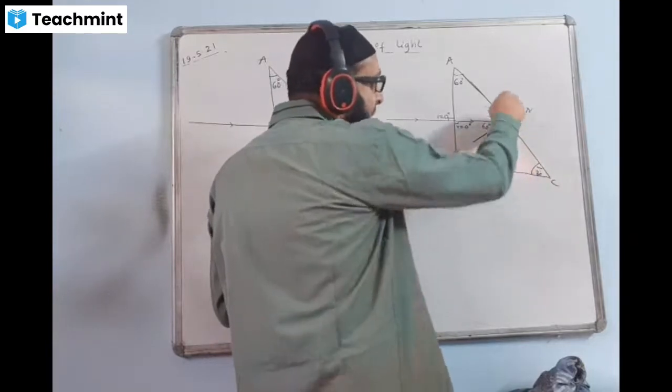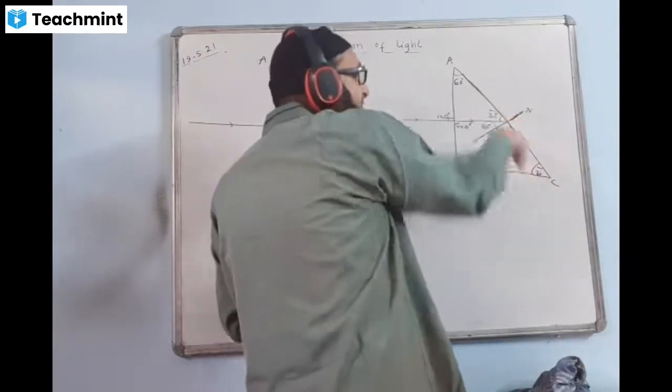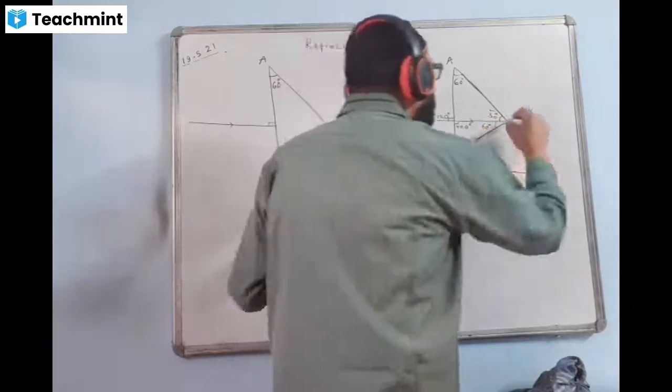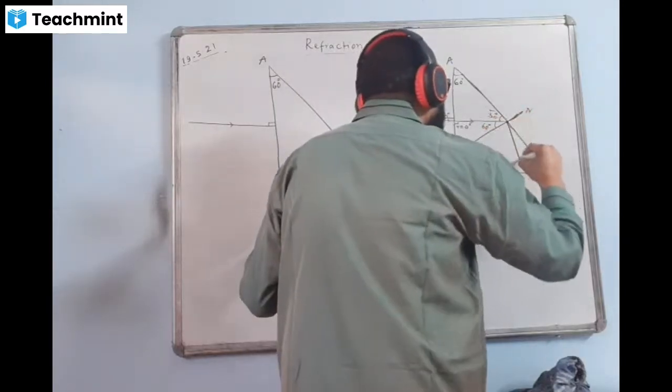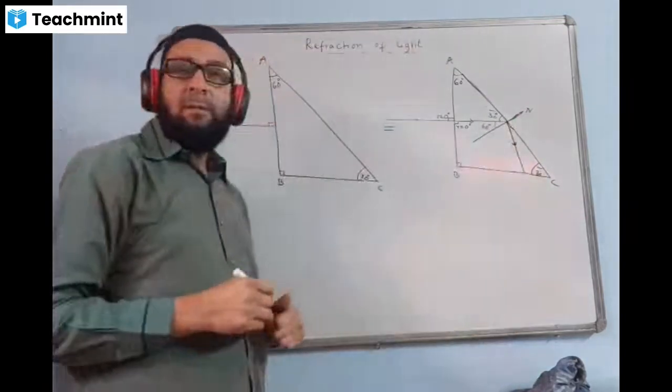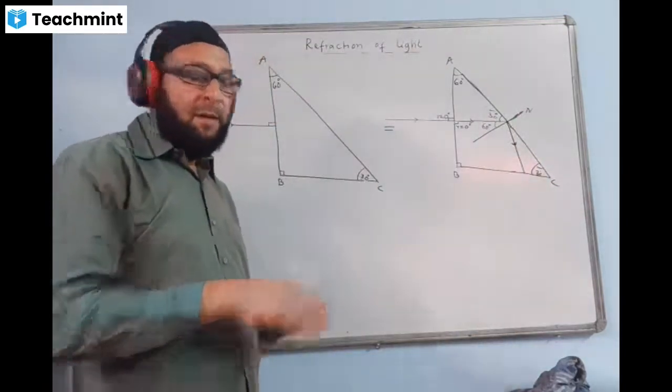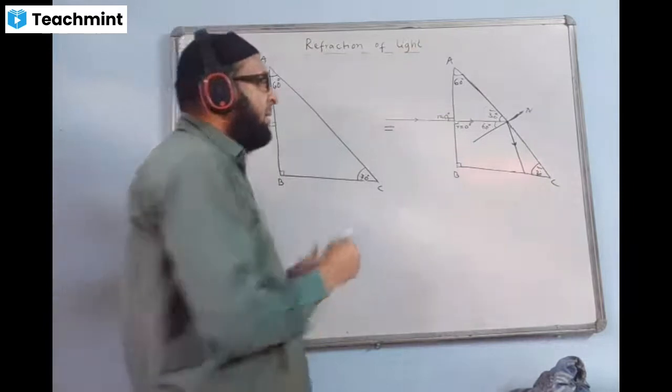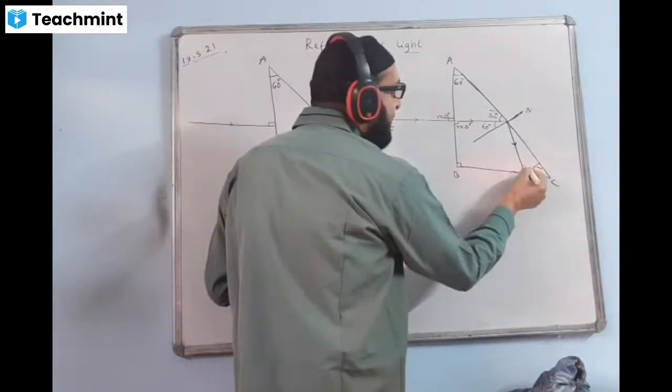That means this ray is coming in a slanting way. It will not come straight. It is coming in a slanting way like this. It is not coming perpendicularly. That means this angle is how many degrees? This angle is how many degrees?